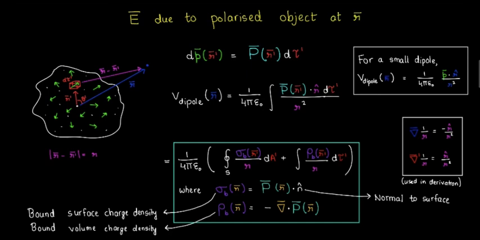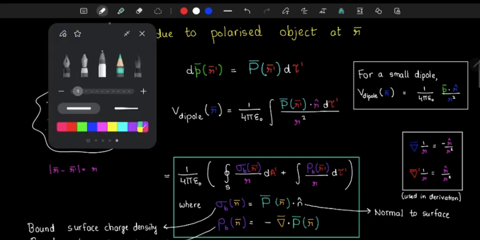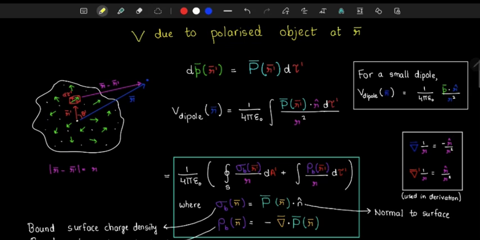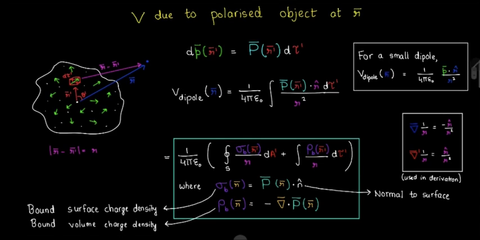If you find the potential, you'll be able to find the electric field as well. That is not a problem. So the potential due to a polarized object at some r bar.